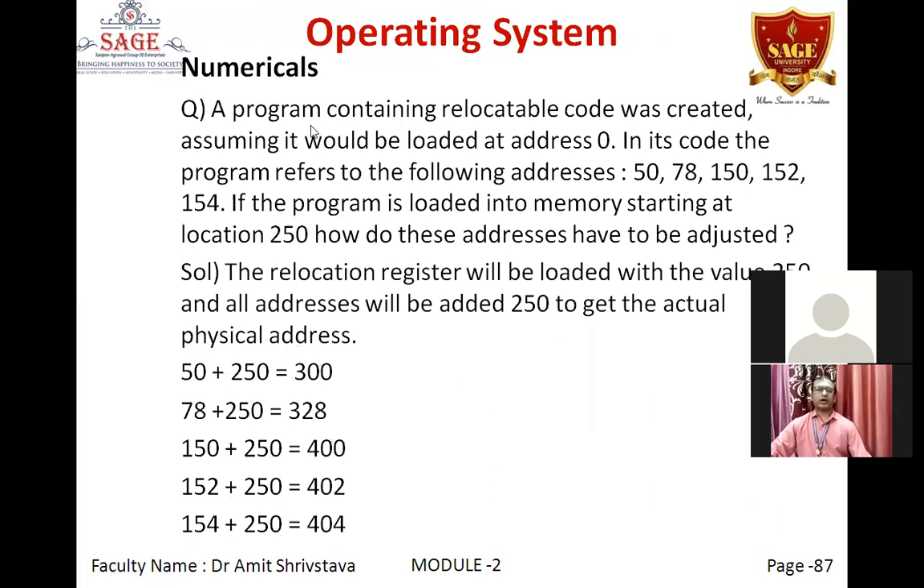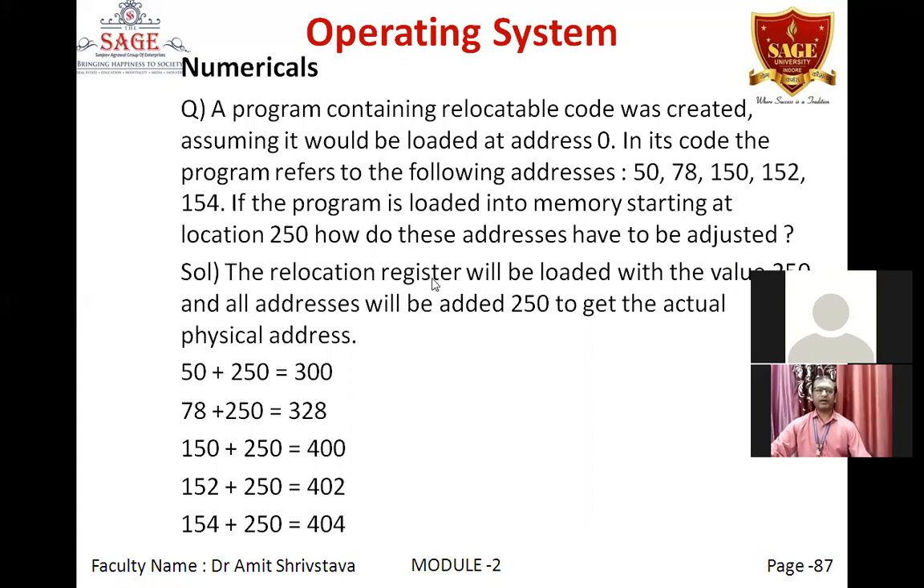Fine. So let us consider now some numericals. A program containing relocatable code was created, assuming it would be loaded at address 0. In its code, the program refers to the following addresses: 50, 78, 150, 152, and 154. If the program is loaded into memory starting at location 250, how do these addresses have to be adjusted?